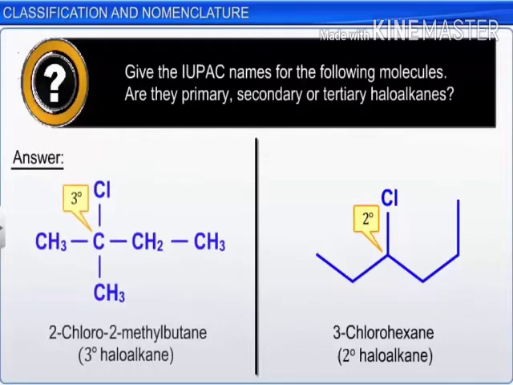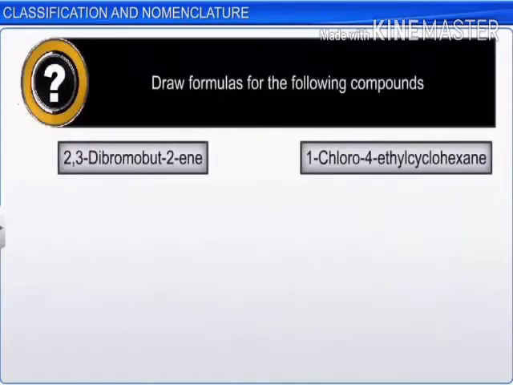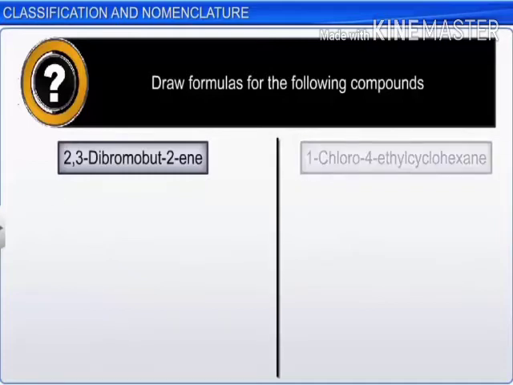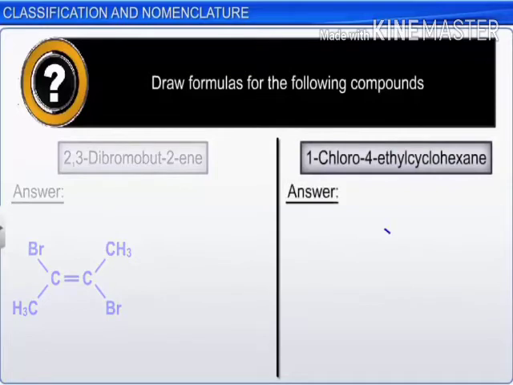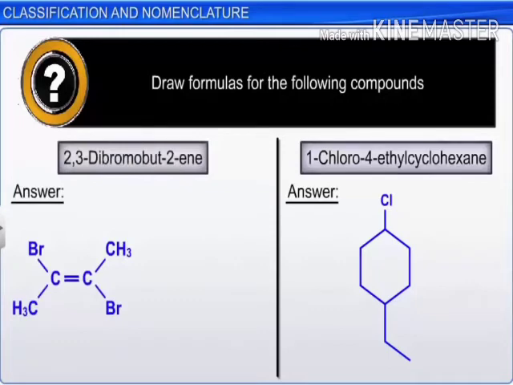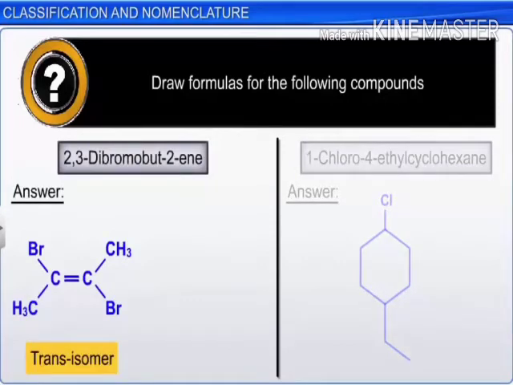Apply your skills in a new way. Draw the formulae for the compounds here. Try these on your own before checking the answers. The illustration on the left gives the trans isomer of 2,3-dibromobut-2-ene. Can you draw the cis isomer? Shown here is the cis isomer of 2,3-dibromobut-2-ene.